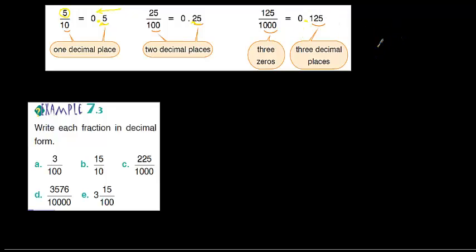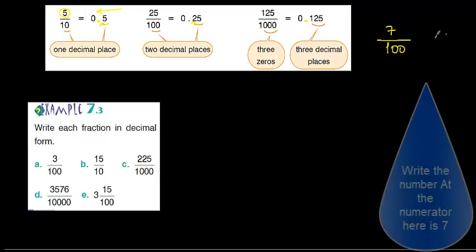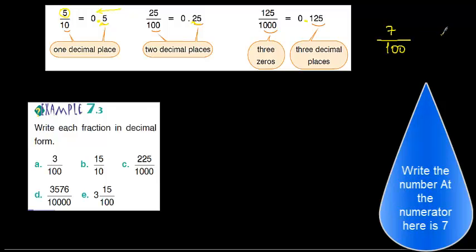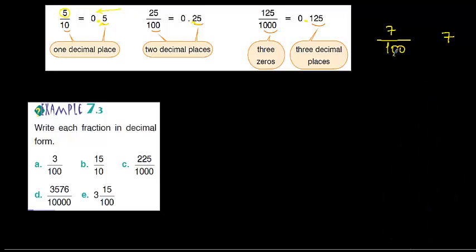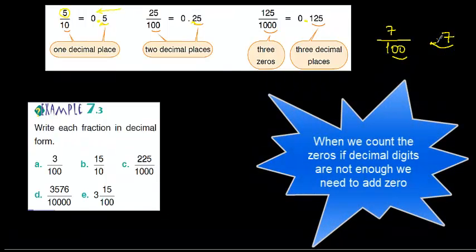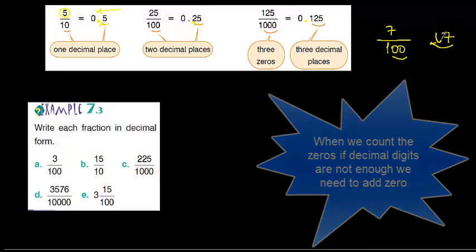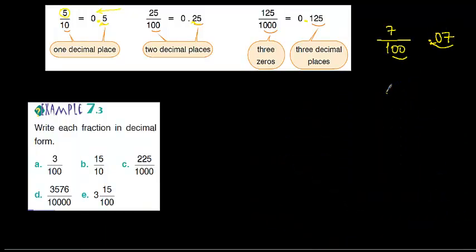Or if I give an example, 7 over 100, firstly I write the number 7, then how many zeros are there? 2 zeros, so there must be 2 digits here, but there's only one. That's why we add one more 0 here. Then we put our decimal point, and it's equal to 0.07.